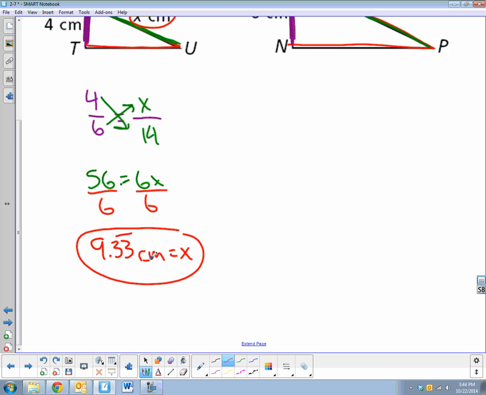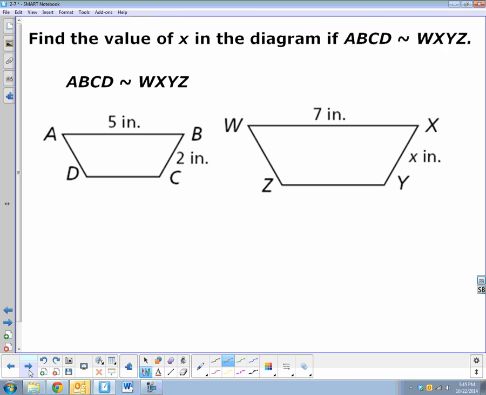I have my answer. That's how long x is. Next, let's look at another example. So now we've got these trapezoids. We've got trapezoid ABCD, and trapezoid WXYZ. And again, we have this tilde, so we know that they're similar, which means the angles match and are equal, and the corresponding sides are proportional.